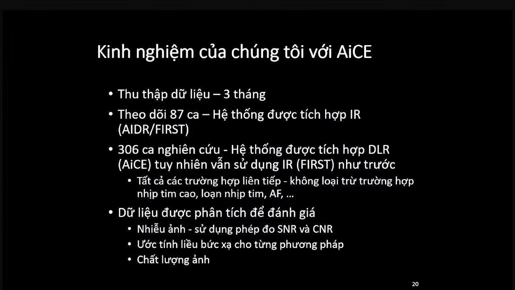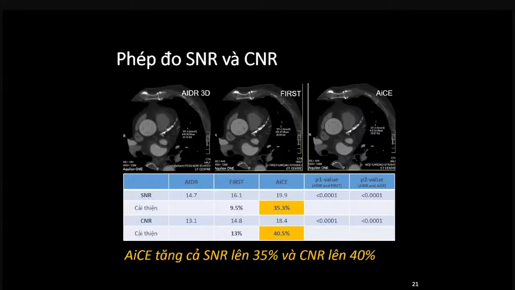Our experience with AiCE, we collected data over 3 months. We had 87 control cases which were reconstructed using iterative reconstruction, and 306 study cases that used deep learning reconstruction, or AiCE. These were consecutive cases, no exclusions for high heart rates, arrhythmias, atrial fibrillation, and we examined the data for image noise, radiation dose, and image quality. And you can see our results. The signal to noise ratio was increased by 35%, and contrast to noise ratio by 40%.